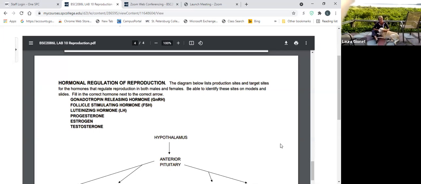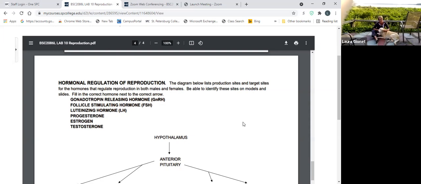The diagram below lists the production sites and target sites for the hormones that regulate reproduction of both males and females. Be able to identify these sites on models and slides. Fill in the correct hormone next to the correct arrow. So we have gonadotropin releasing hormone, follicle stimulating hormone, luteinizing hormone, progesterone, estrogen, and testosterone.